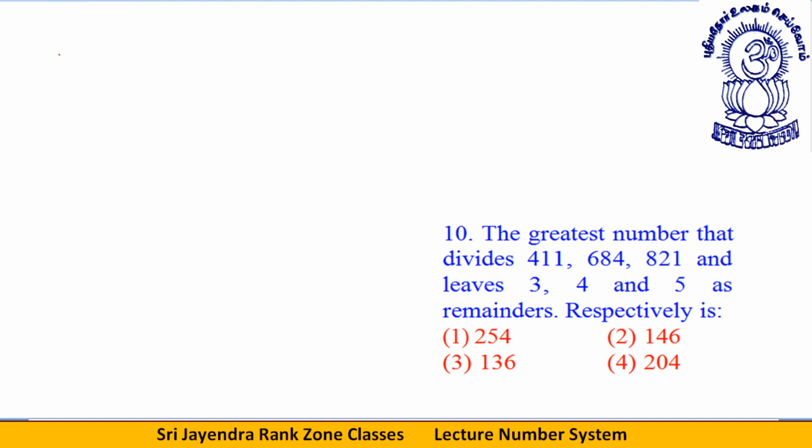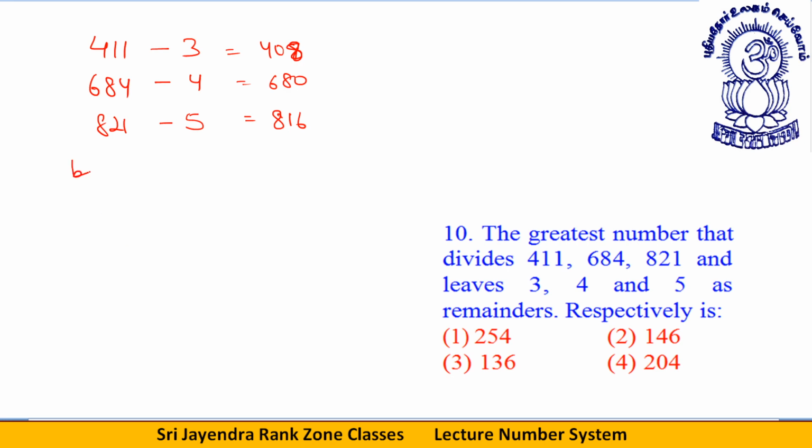Let's start with it. The numbers are 411, 684, 821. Remainder 3, remainder 4, remainder 5. What is this now? 407. What is this now? 680. This is 816. Now the easiest part is the options are far apart. Just think about it, dear students. 411 minus 3 is 408.